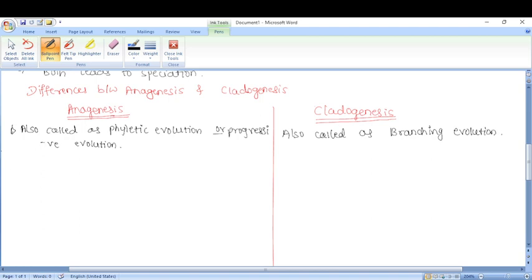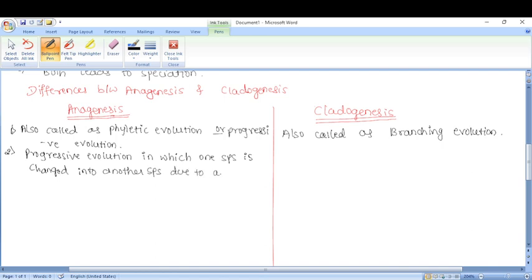Next difference. Anagenesis is the progressive evolution in which one species is changed into another species due to accumulation of changes. This is the definition of anagenesis.